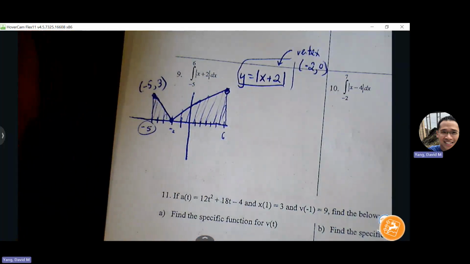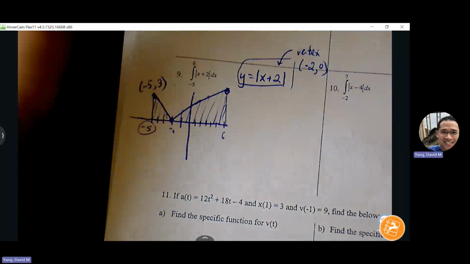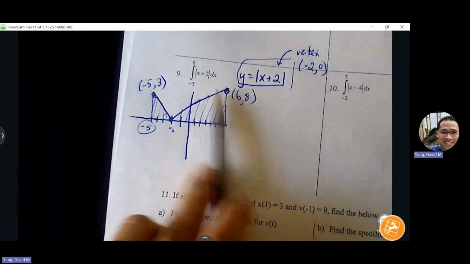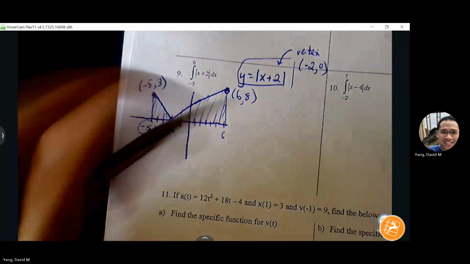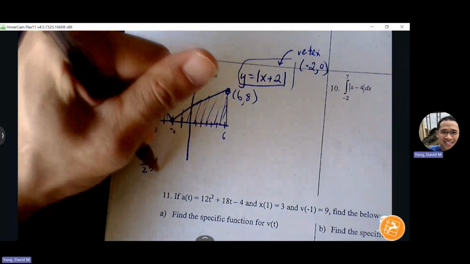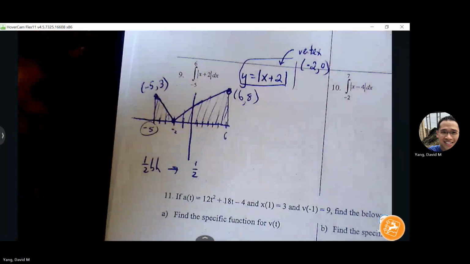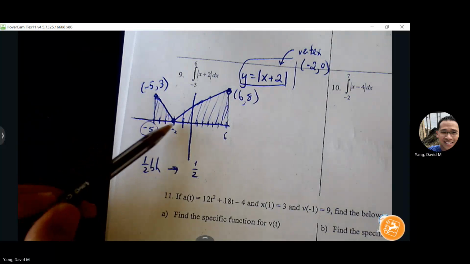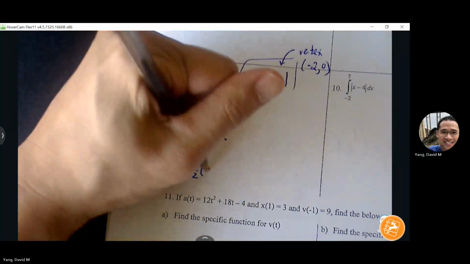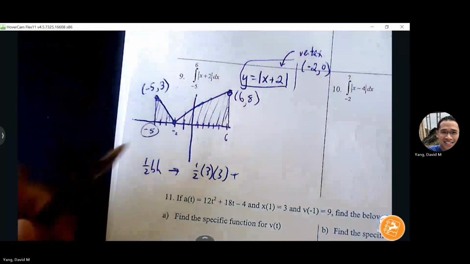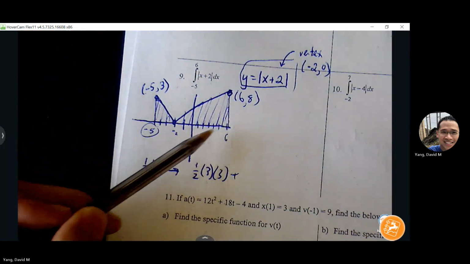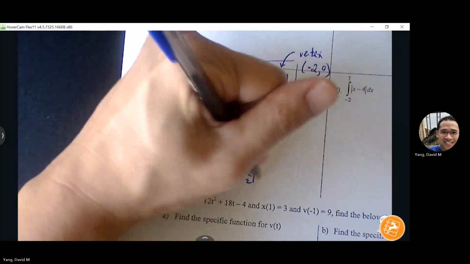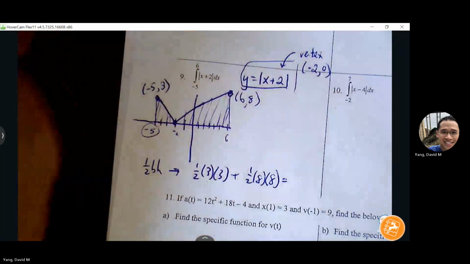How can I find the height of the second triangle? Plug it in, and I get what? 8. My ordered pair is 6, 8. 8 is the height of the triangle. So 1/2 base times height, we do that twice. What's the base and height, or width and height, of my first triangle? 3 and 3. And the second is 8 by 8, right? Add that up.